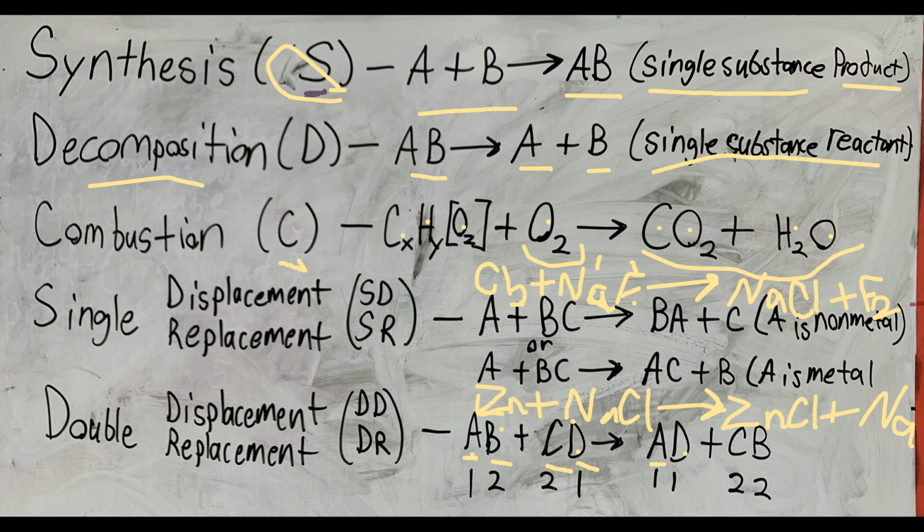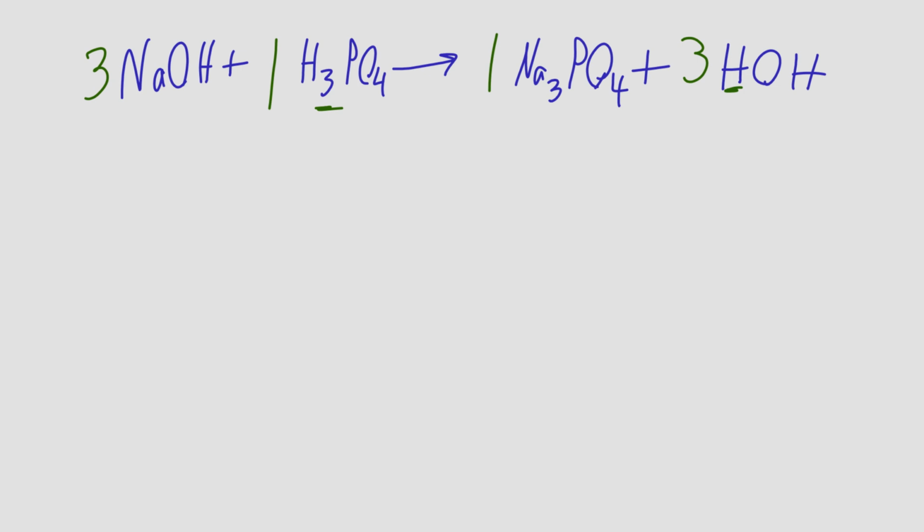And then CD, or BC, so C was first, so it needs to be CB, not BC, because B is the anion and C is the cation. It needs to come in that exact order. They're just swapping partners. It's helpful to label it like this. We've done so many examples of double replacement, it's unbearable. But I'm going to show you some other ones like this right here.